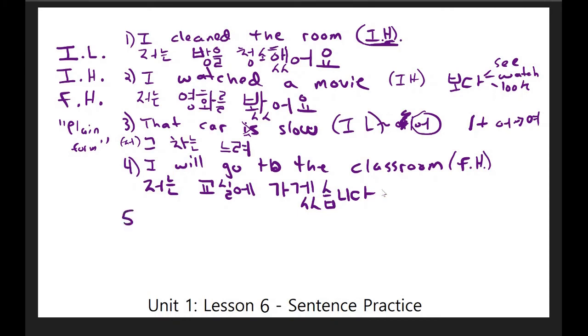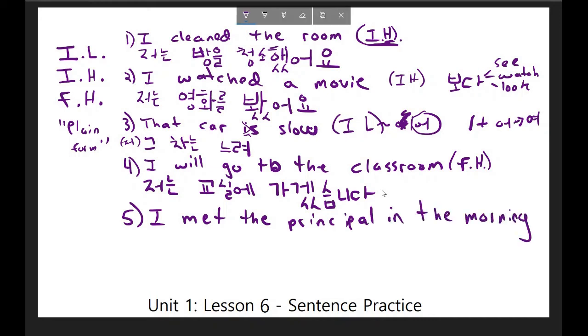The last sentence I would like you to try is I met the principal in the morning. And let's also translate this using the formal high respect form. I'll give you 10 seconds and you can start now.